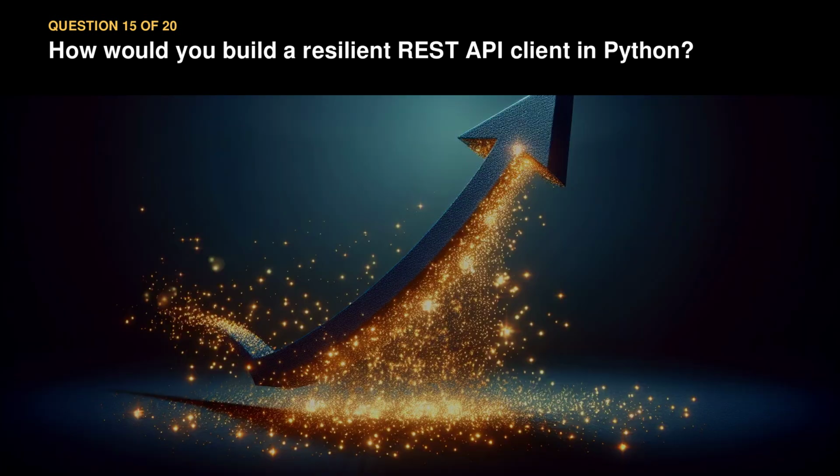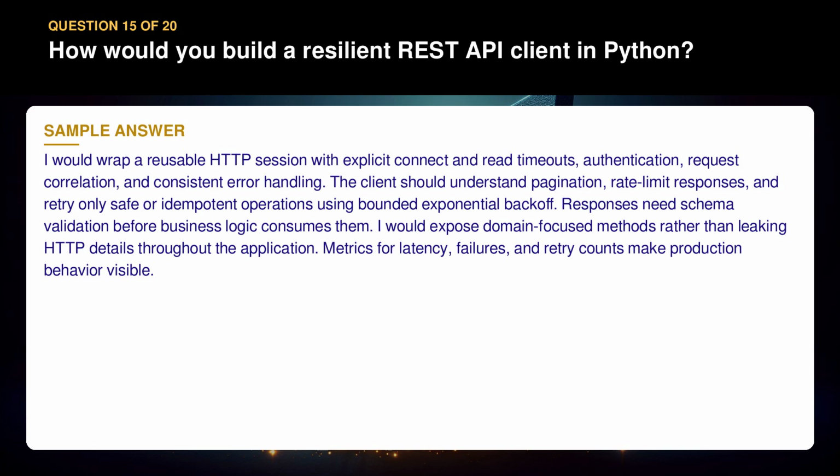Question 15. How would you build a resilient REST API client in Python? I would wrap a reusable HTTP session with explicit connect and read timeouts, authentication, request correlation, and consistent error handling. The client should understand pagination, rate limit responses, and retry-only safe or idempotent operations using bounded exponential backoff. Responses need schema validation before business logic consumes them.